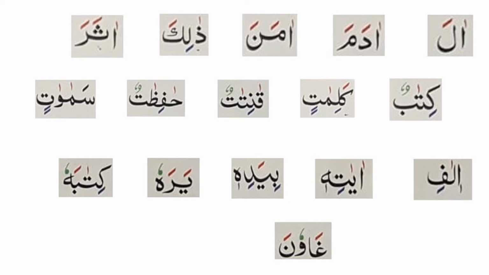We have amana, dhalika, athara. The next line, kitabun, kalimatin, qanitatun, hafizat, samawat, ilaf, ayatihi, biyadihi, yarah, kitabihi, ghawun, Dawuda.